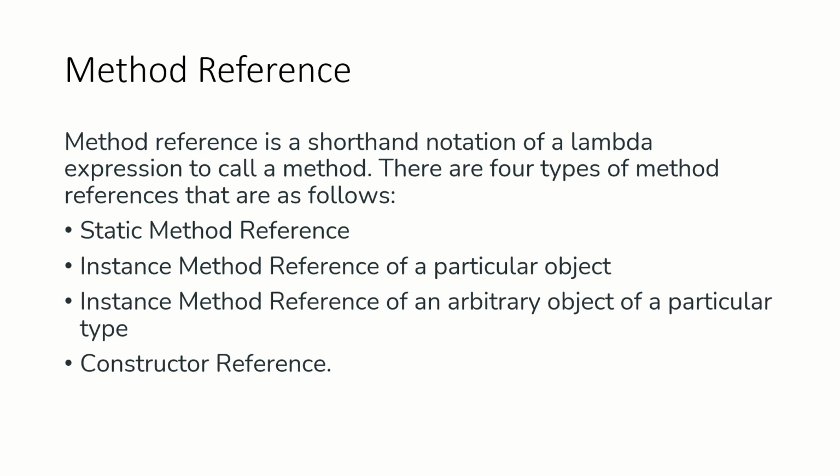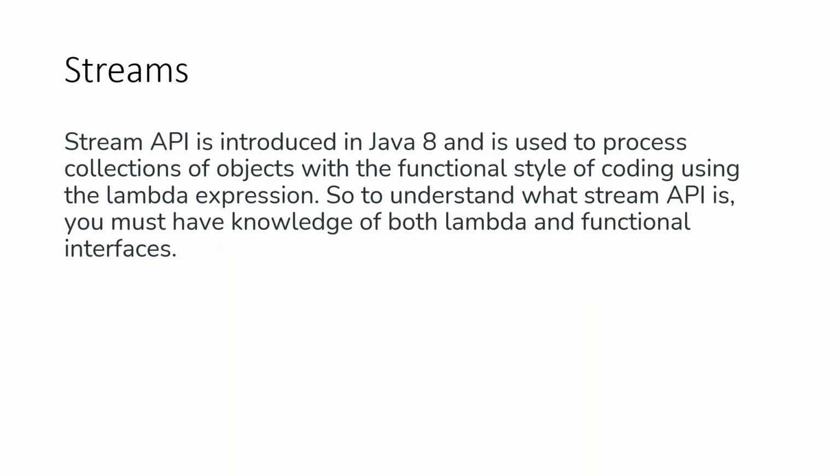Now let me go to the next slide, and this is the stream API, which is a very important, you can say the most important, feature of Java 8. The stream API was introduced in Java 8 and it is used to process a collection of objects with the functional style of coding using Lambda expression. So stream API is a kind of API introduced in Java 8 which works on a collection of objects, and with the help of the stream API we can write the code in the form of functional style.